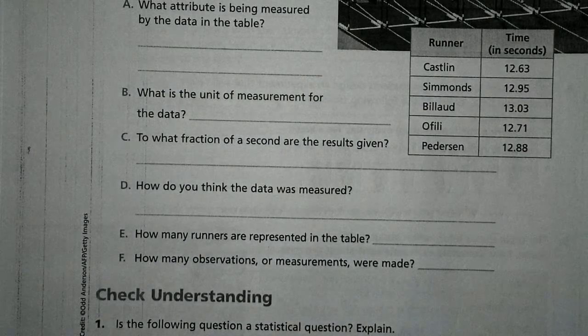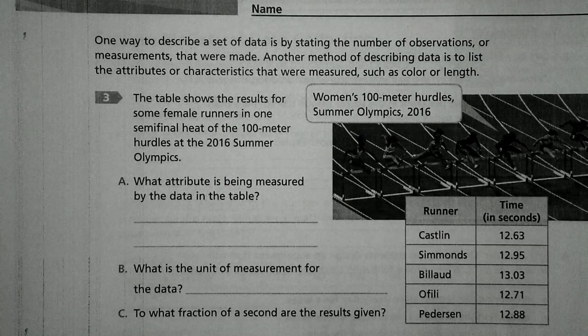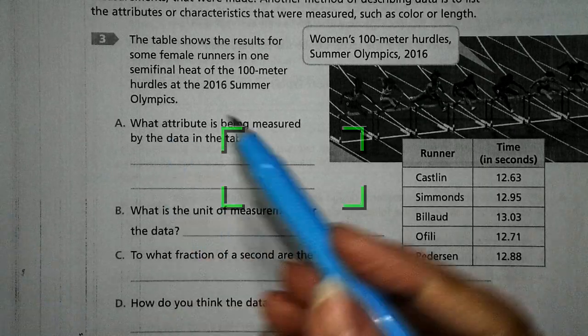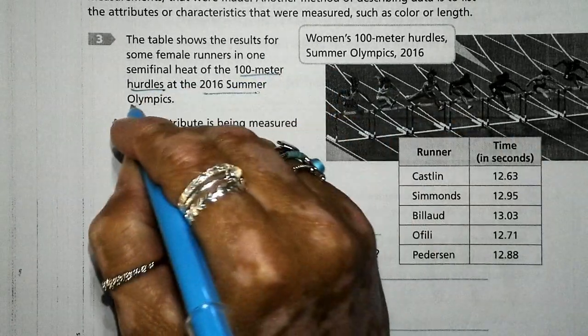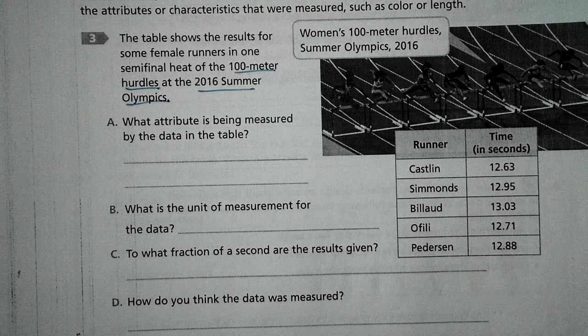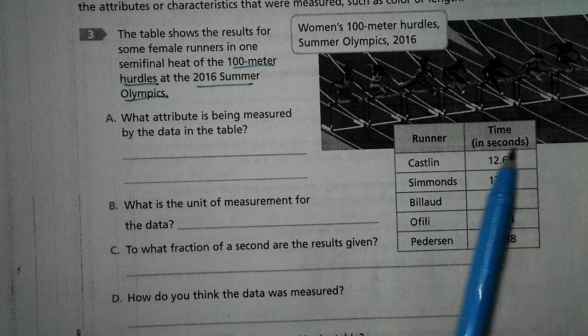All right, so now we're going to look at, so it says, one way to describe a set of data is by stating the number of observations or measurements that were made. Another method of describing data is to list the attributes or characteristics that were measured, such as color or length. All right, so it says this table shows the results for some female runners in one semifinal heat of the 100-meter hurdles at the 2016 Olympics. What attribute is being measured by the data in the table? So what are we measuring?